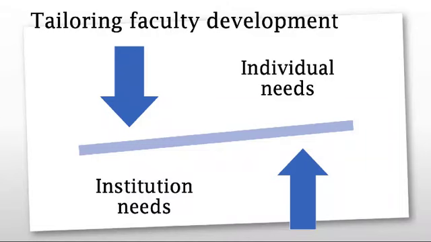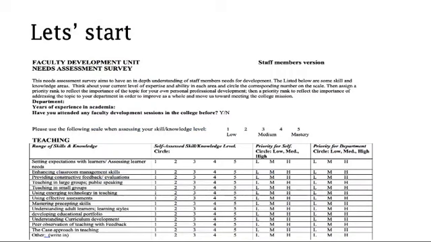So, moving on to the needs assessment, and this is what we need all staff members to be involved with us, how we are going to tailor the faculty development program in our college. As I said, we need to balance between individual needs and institution needs. So what we want you as a staff member to do is fill this survey. We made a survey based on a benchmarking from two universities, one in the US and one in Australia.